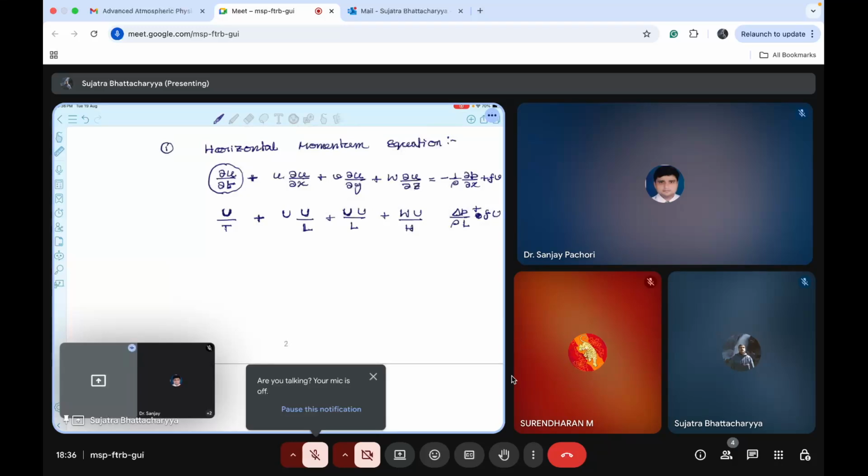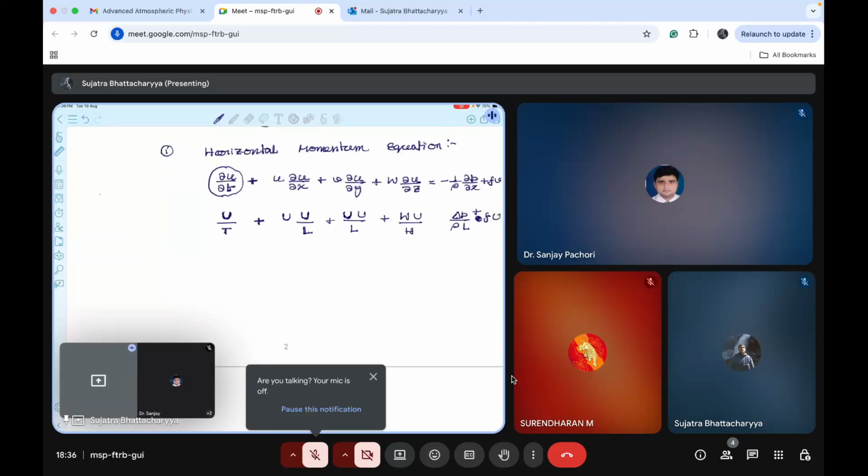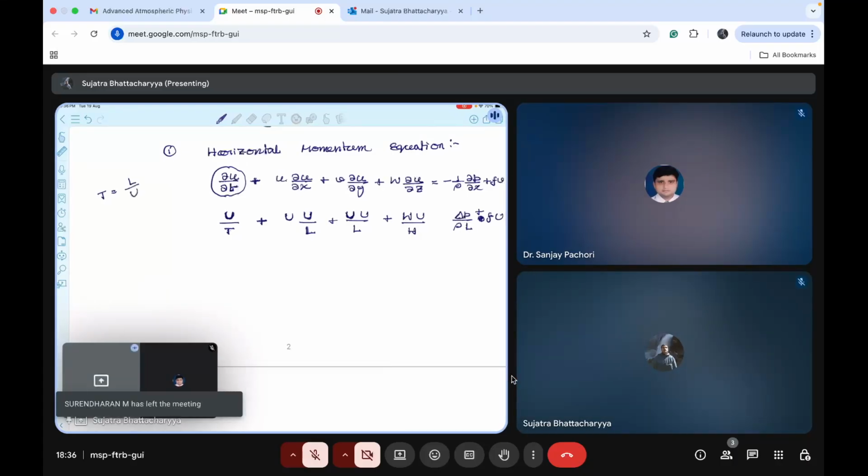Now this time T, can it be written as L by U? So you can write it like that. Then this part becomes U square by L. So you can see for everything it is U square by L. This is also U square by L. This is also U square by L. But this is U times W by H.